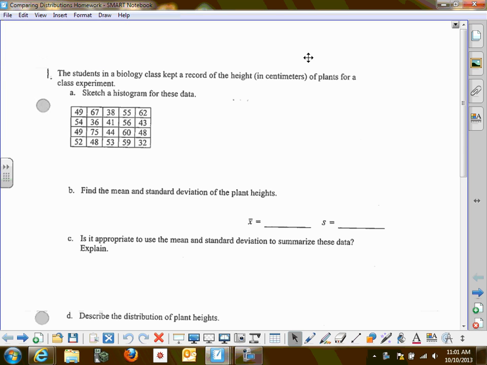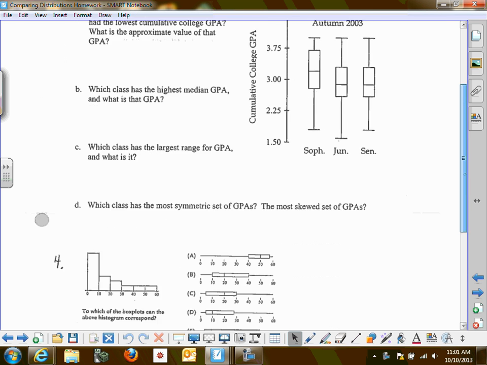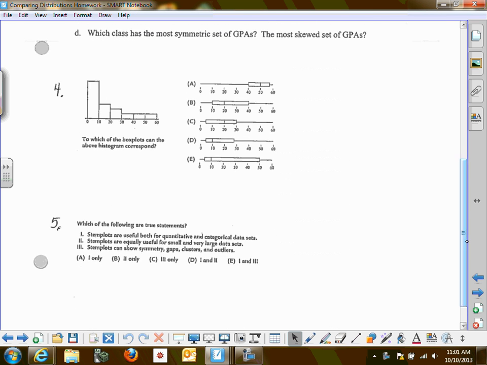Yesterday, guys, on this homework assignment, I said that you could skip numbers 1, 2, and 3 and just go straight to the multiple choice, which started at number 4. So I think number 4 is actually one of the trickier ones. Number 4.